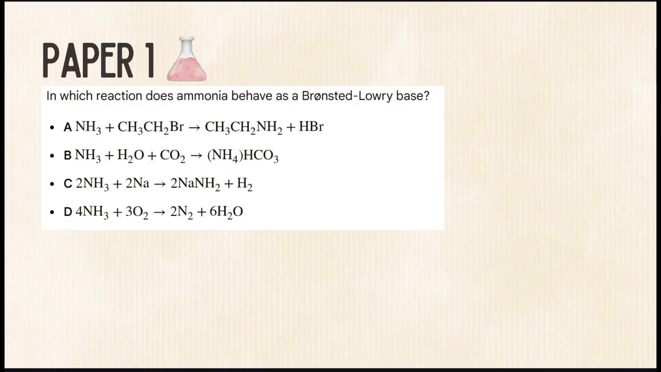Moving on, we need to find the reaction where ammonia behaves as a Bronsted-Lowry base. By definition, a Bronsted-Lowry base must accept a proton, which means it has to take in an H plus ion. If we look closely at option B, the ammonia molecule NH3 accepts an H plus ion to turn into the ammonium ion NH4 plus. Because it gains a proton to form this new ion, ammonia is acting as a base in this specific reaction. This makes option B the correct answer.